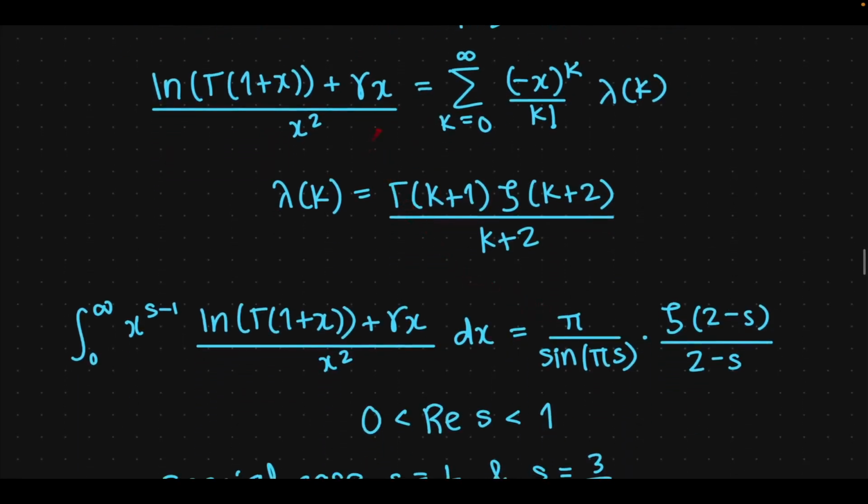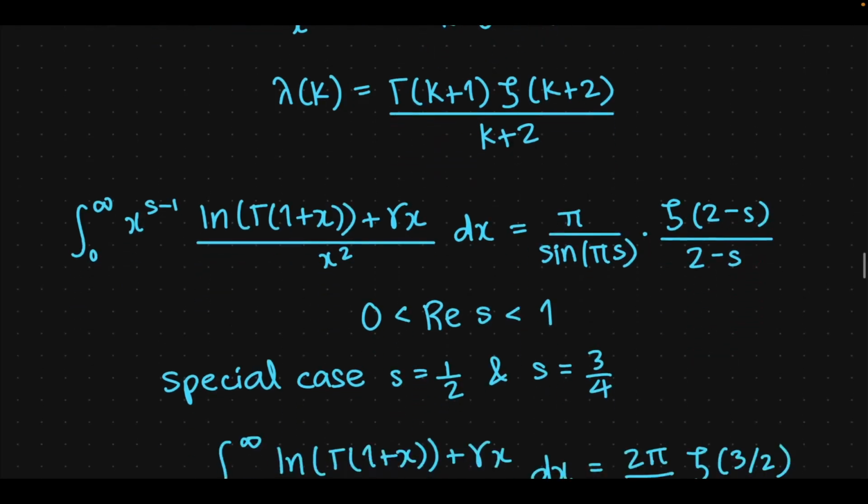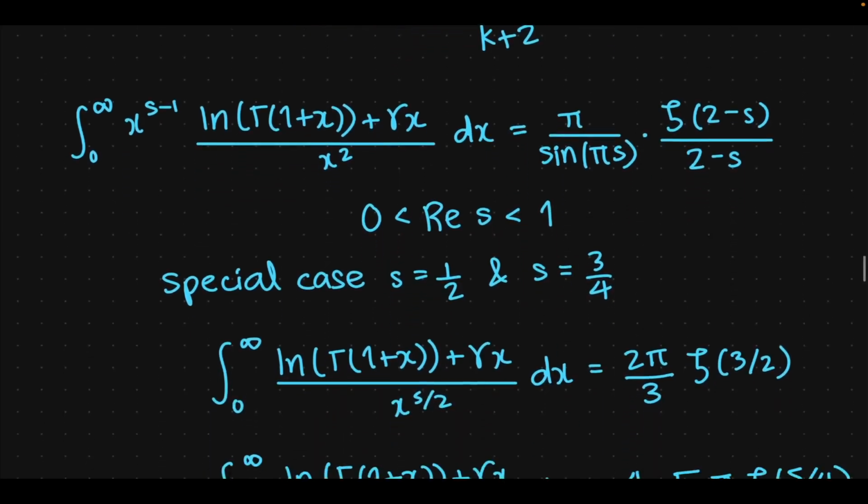So just plug it into RMT now. Integral 0 to infinity x to the s minus 1 natural log of gamma of 1 plus x plus Euler-Mascheroni x divided by x squared dx is pi over sine pi s times Riemann Zeta of 2 minus s over 2 minus s. So it has a nice looking result with the Riemann Zeta function popping up from the gamma function, and which is valid on the region 0 less than real part of s less than 1. So it's that 0, 1 strip.